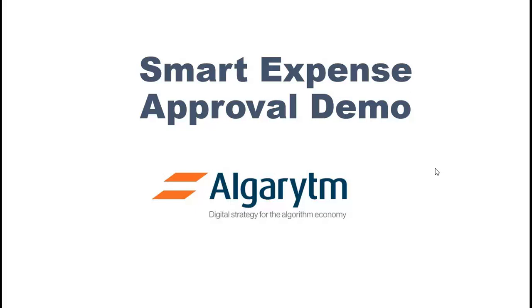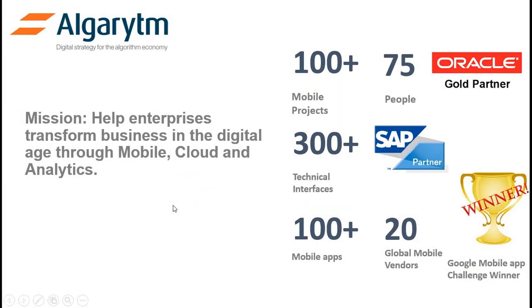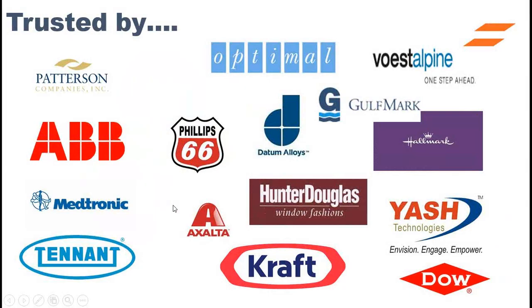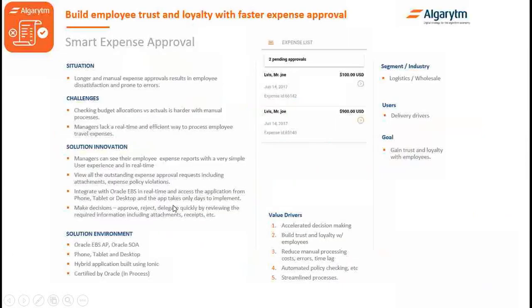First, we will look at the business benefits of running this mobile solution in your organization and the architecture of this application. This solution can be used when longer and manual expense approvals result in lower employee satisfaction. This app helps companies to check budget allocations versus actuals, which is harder with manual processes. And managers nowadays lack an efficient way to process employee travel expenses.